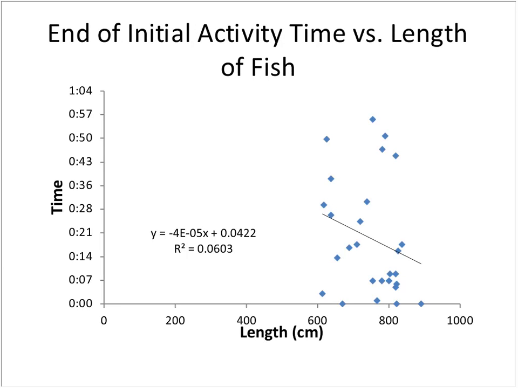So then we started looking at the length of the fish in comparison to each threshold. So the initial activity actually showed an inverse relationship. By that, I mean the bigger the fish was, the less time it took for them to calm down.